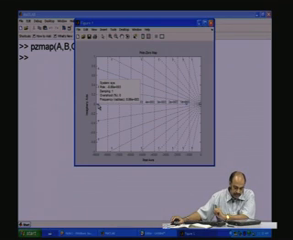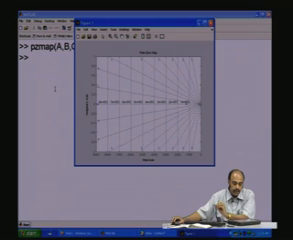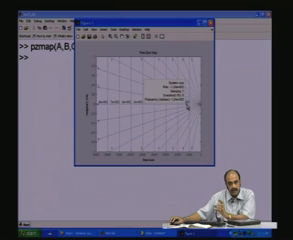Now, let us freeze this and see what happens. You see there are two poles, there are only just two poles. Let us see what happens when we take the second case, when the output resistance, that is R2, is made larger.